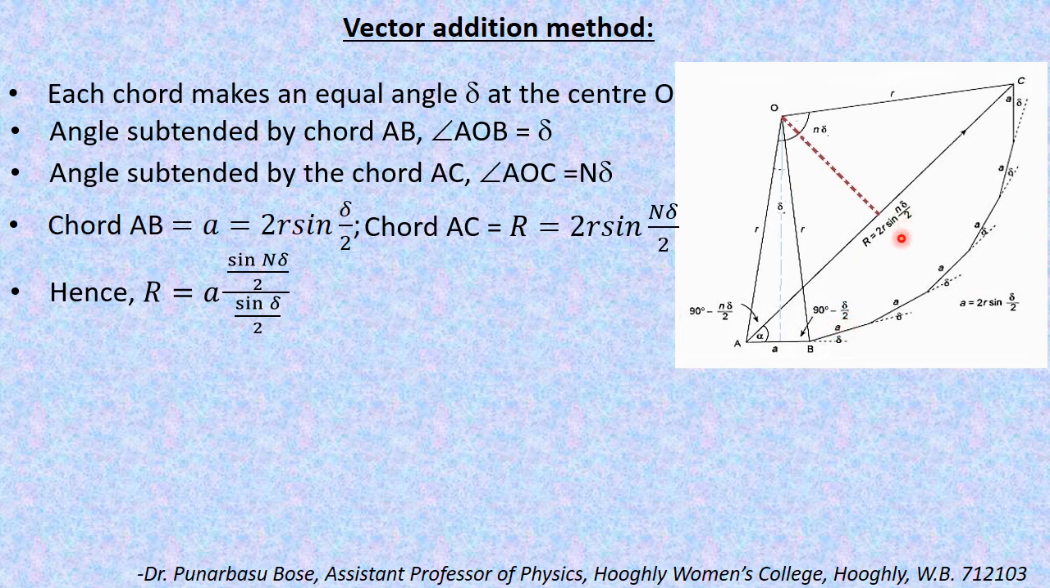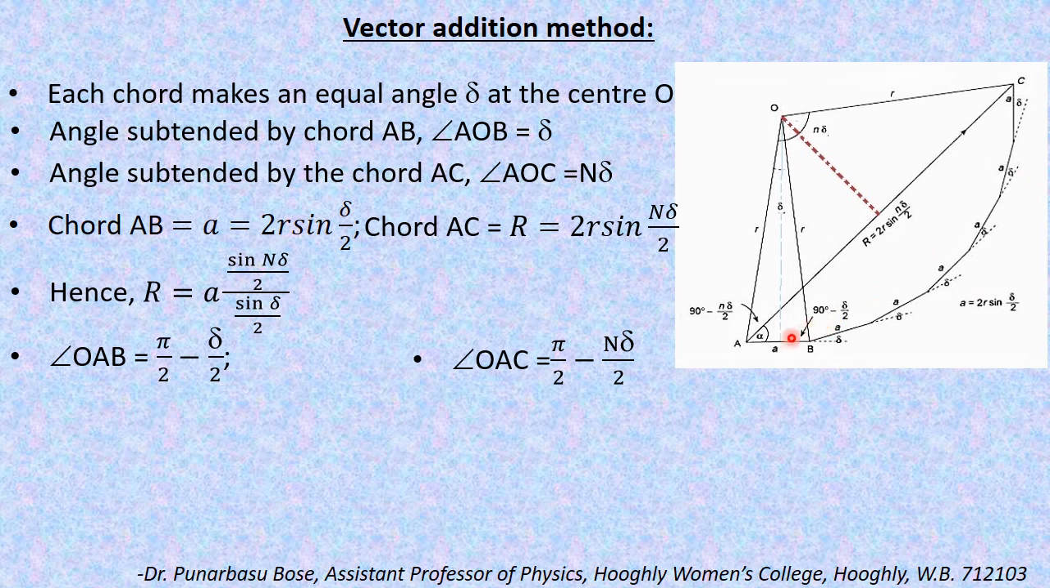Similarly, the angle OAC is equal to 90 degree minus n delta by 2, as this angle is n delta by 2 and this is 90 degree, hence this angle becomes 90 degree minus n delta by 2. So angle OAB is equal to pi by 2 minus delta by 2 and angle OAC equals pi by 2 minus n delta by 2.